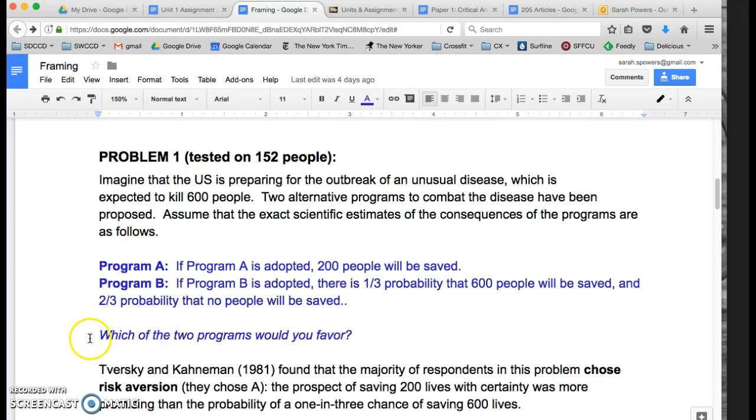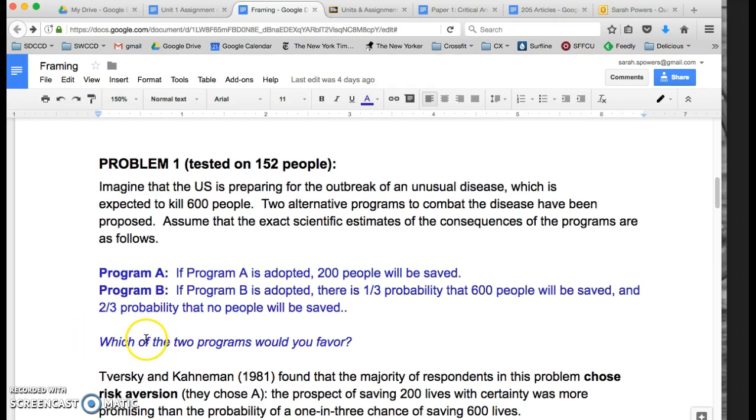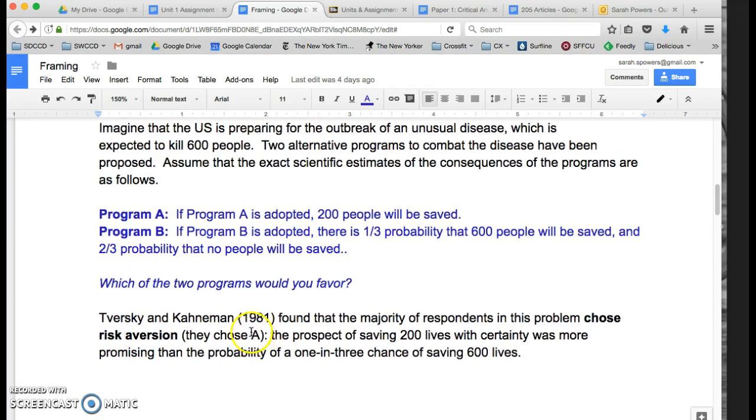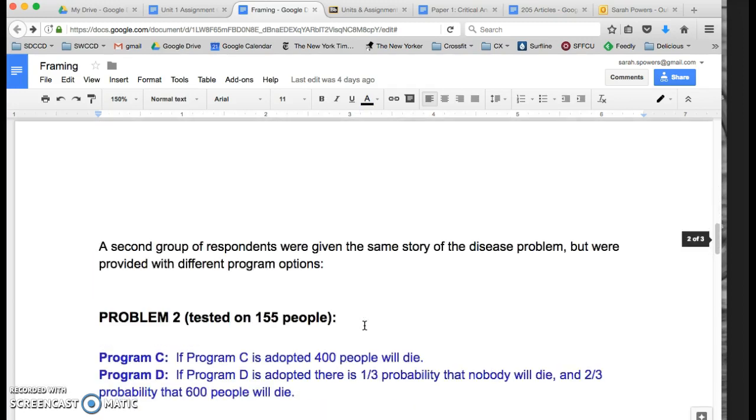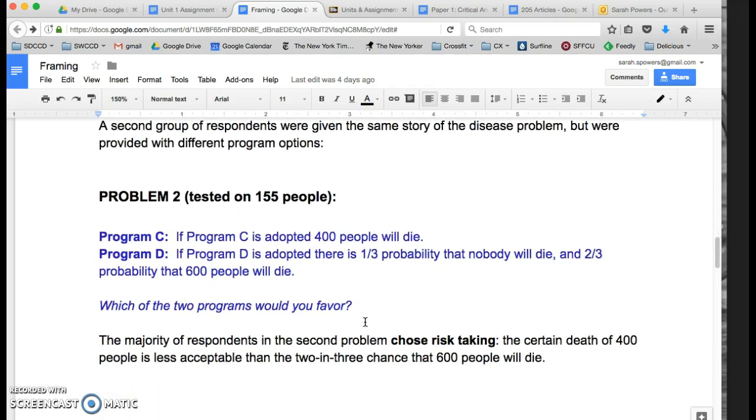So you can think about which you would choose, and most of you, just like most of the people in the study, chose A. They chose risk aversion. If there's a 2/3 probability that everyone will die, you're going to go with the option to save a certain number of people, especially if it's a few hundred. So that makes sense, hopefully. But if we look at problem 2, this is the exact same data set, but a different group of respondents.